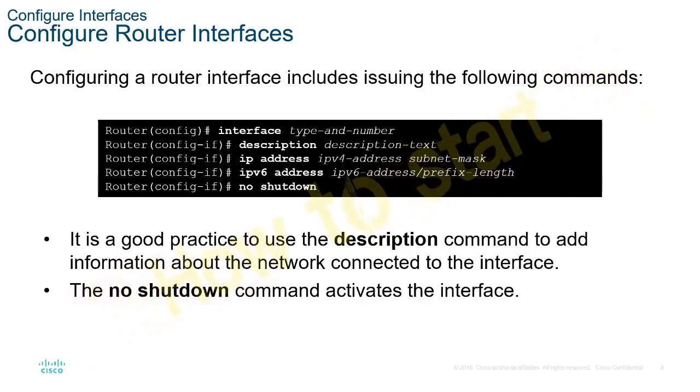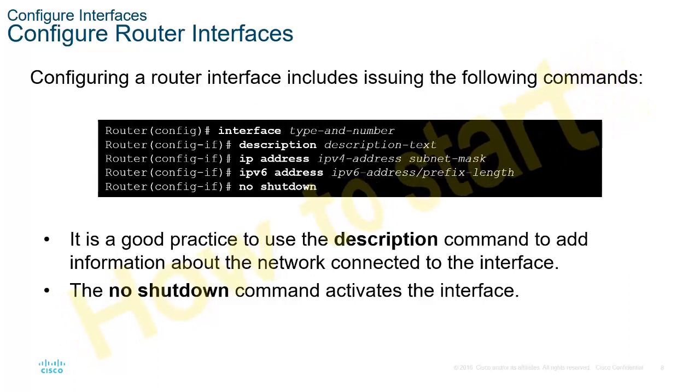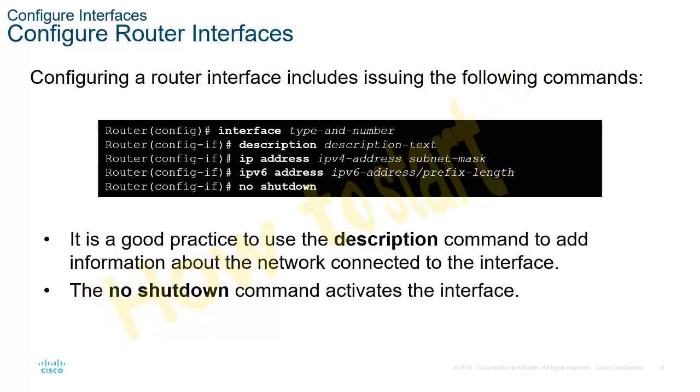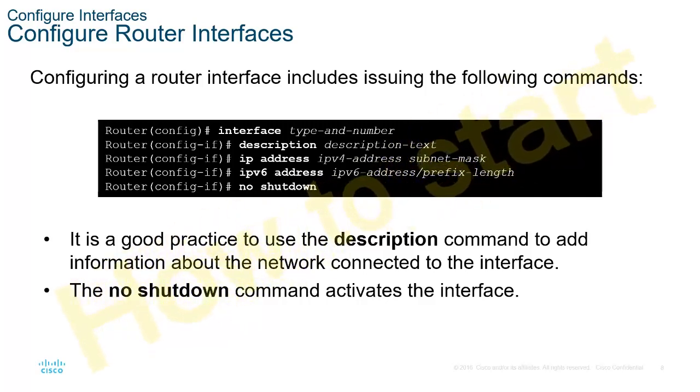Once you know how many interfaces you have, you can configure those interfaces. You configure the interface by doing interface, the type and number of the interface. You can list a description if you'd like. You have the ability to give it an IPv4 and/or an IPv6 address, and you should turn on the interface with a no shutdown. A shutdown command turns off the interface. No shutdown activates the interface.